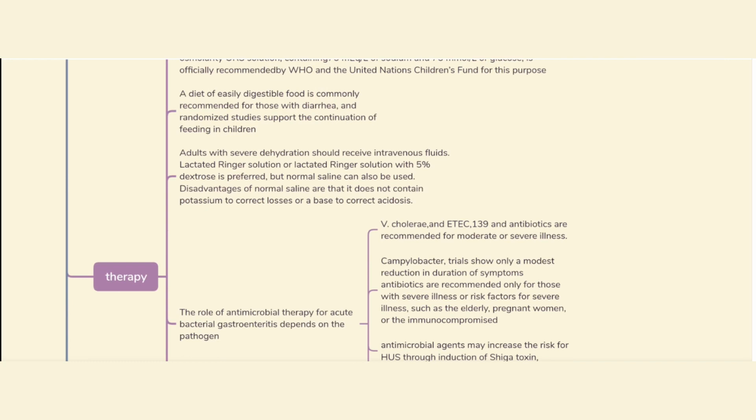Adults with severe dehydration should get IV fluids. Usually we use lactated Ringer with 5% dextrose, but we can also use normal saline. But the disadvantage of normal saline is that it does not contain potassium to correct losses or to correct acidosis. So usually if we have good capacities, we should be able to give our patient lactated Ringer with 5% dextrose with a proportion or ratio of 1:3.